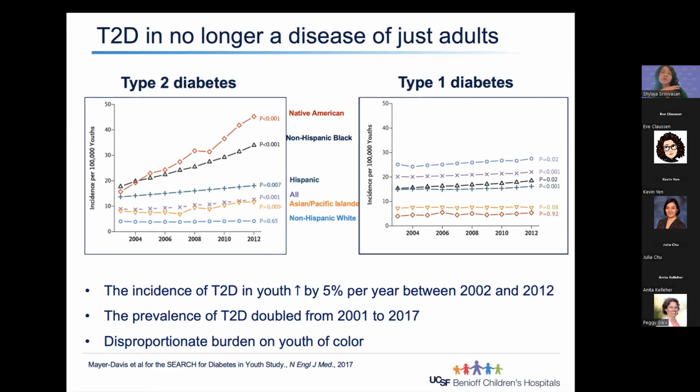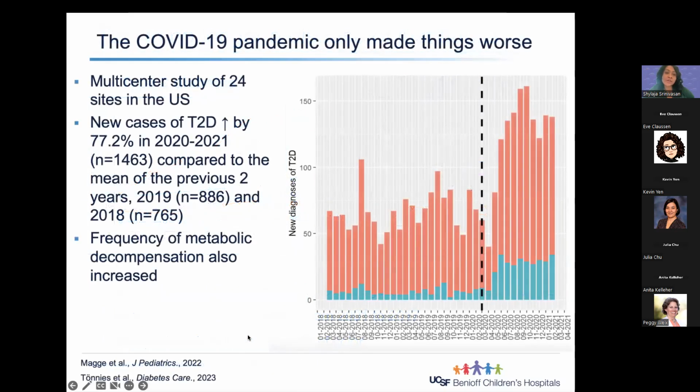So across all age groups, individuals of color are at a disproportionate burden for type 2 diabetes, but this risk is especially true and compounded in pediatric populations. And the COVID-19 pandemic only made things worse.